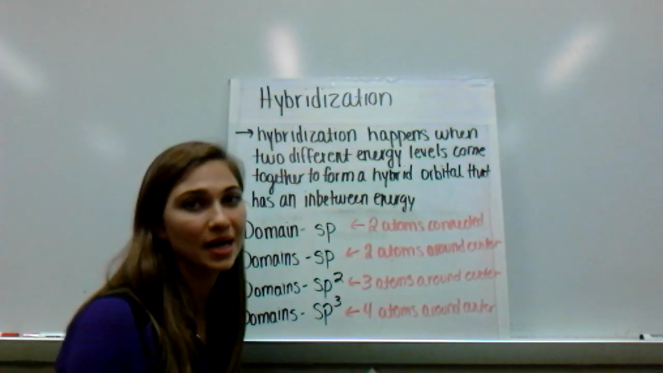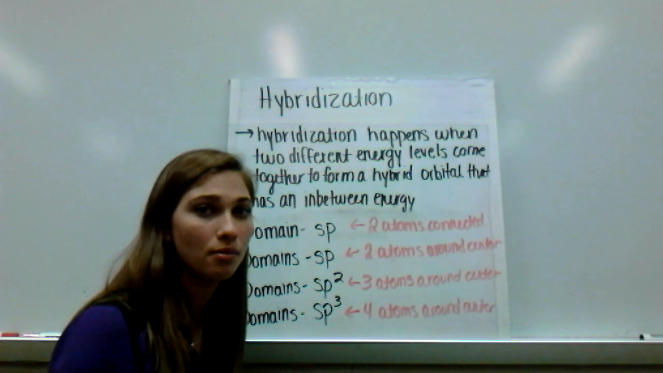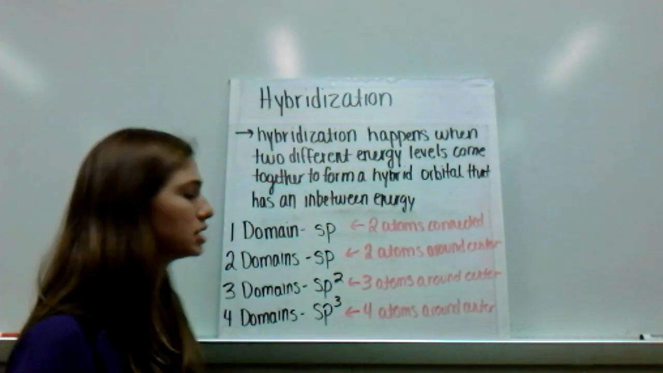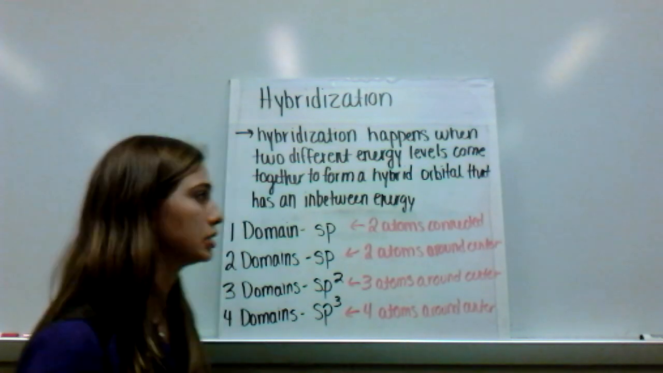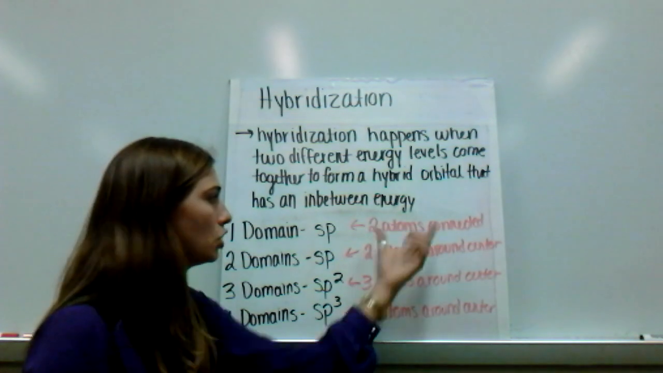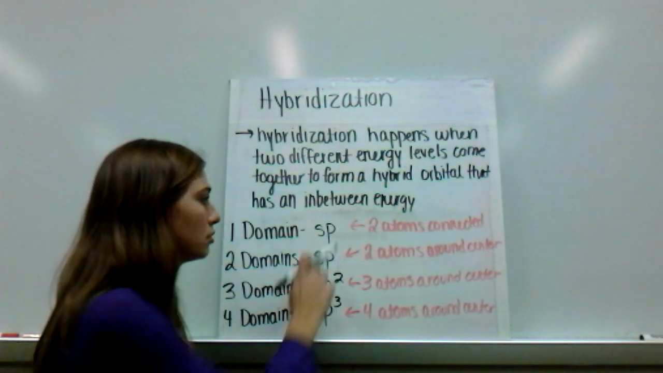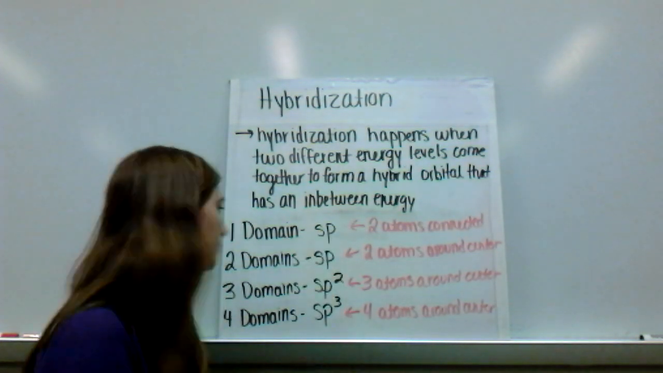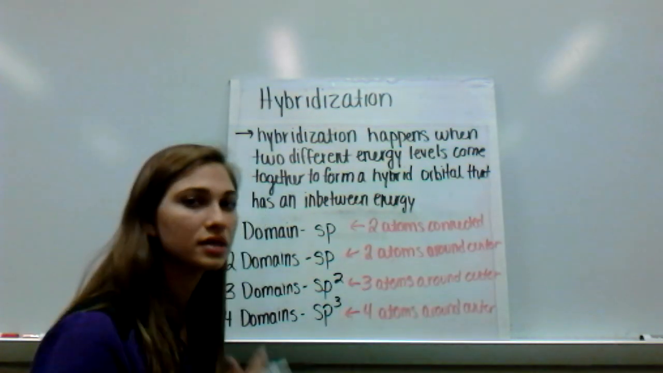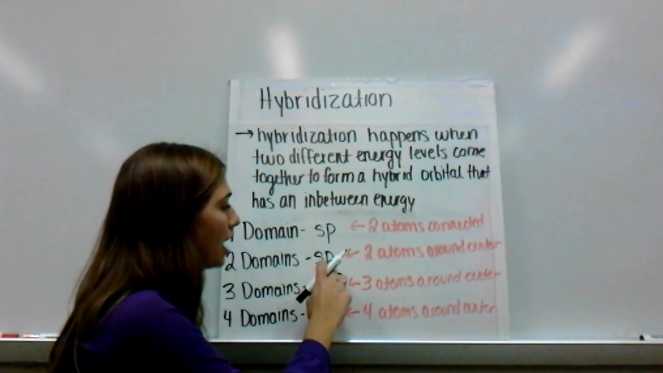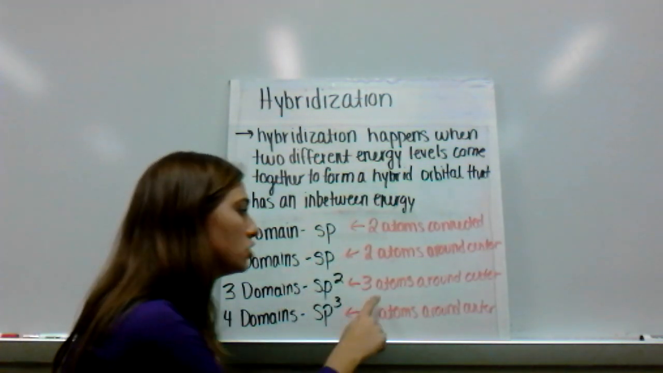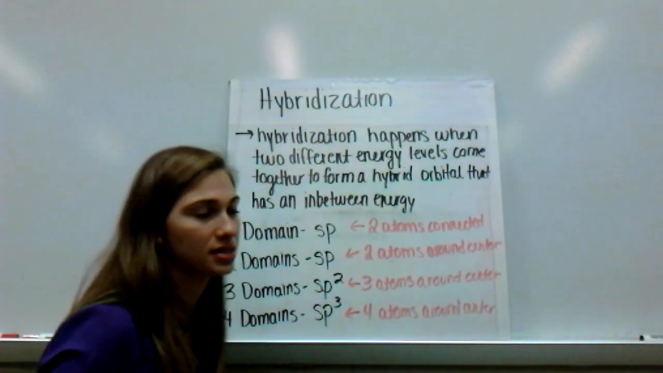If we get into expanded octets, which we don't really need to worry about much, we also could have our d orbitals involved. But we're going to talk about our s and our p orbitals. So whenever you have one domain, it's going to be an s and a p. You have 2 atoms that are connected together, so you have 2 letters. 2 domains, you're going to have 2 atoms around the center atom, so you still have 2 letters, S and P. 3 domains, you have 3 atoms around the center.